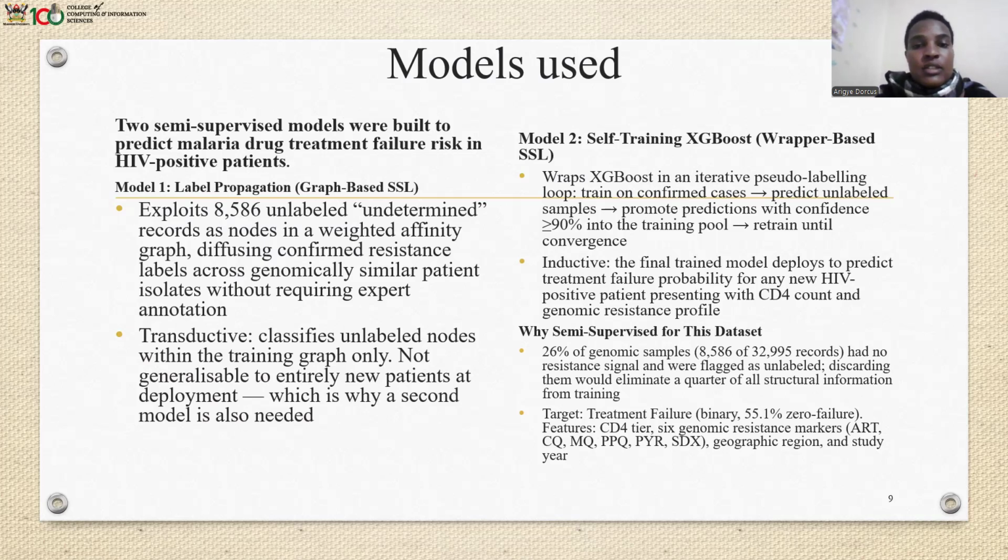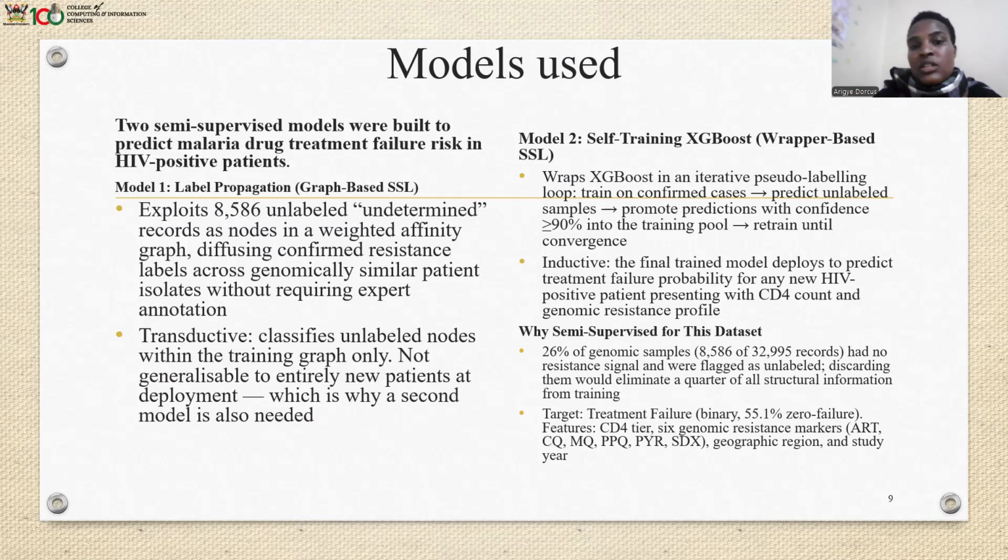Imagine creating a vast network or graph where each patient is a node connected to others based on how similar their genomic profiles are. Label propagation works by taking the confirmed resistance labels from the known patients and letting them flow through the graph to the unlabeled, but genomically similar neighbors. It is a very elegant mathematical way to infer the labels.